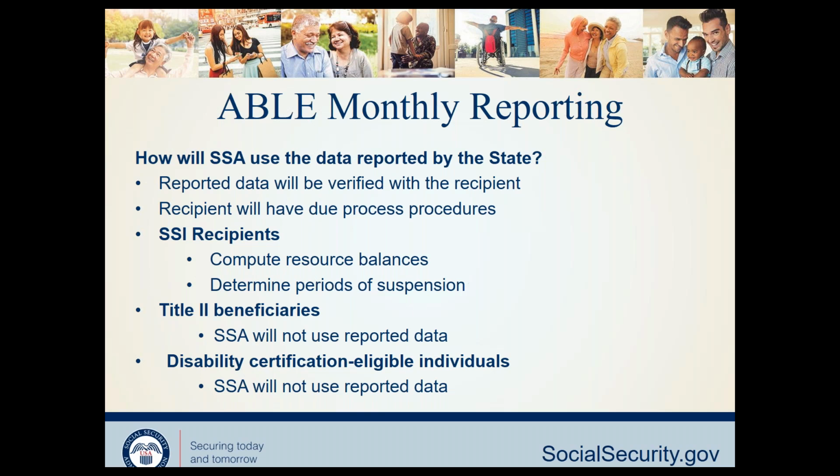It's good to know that Title II beneficiaries, so those are people on Social Security disability insurance based on their work history or a family's work history, and survivor benefits also, that's not reported to the Social Security Administration because they're not looking at how much you have in assets. And then also individuals that are just self-reporting, they're not using that data as well.